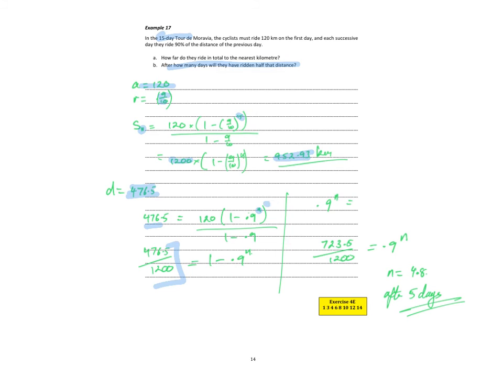Look, to be honest, once I got to there, you could just type it into the CAS. 1 minus 476.5 on 1200 is hopefully 723.5, if I've done the math right. Otherwise, we get 0.9 to the n. Anyway, 4.8 is the day. It takes 4.8 days, which means after 5 days, at the end of the 5th day, we'll get to the halfway mark. All right.